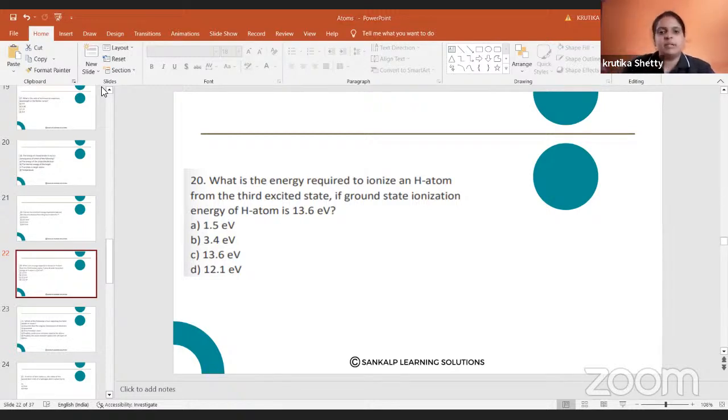So Shilpa is giving option A. 1.5 electron volt or 3.4 electron volt? Which one is right? Yes. So here option A is correct. That is 1.5 electron volt. Now let us go for the previous year questions.